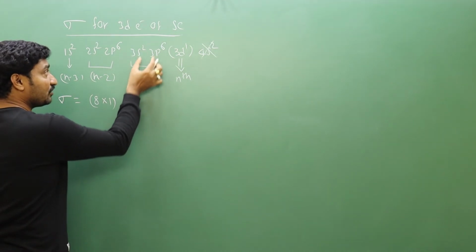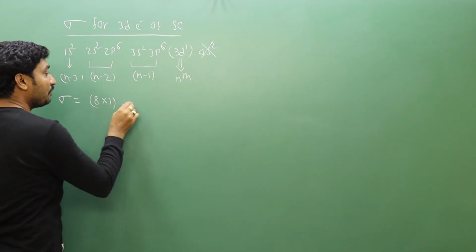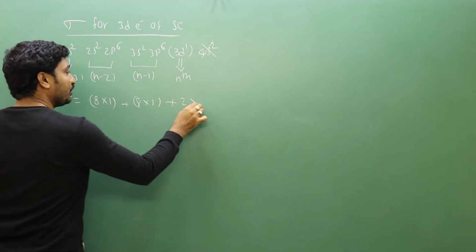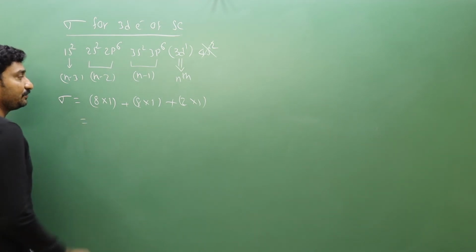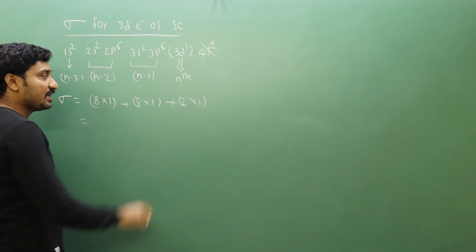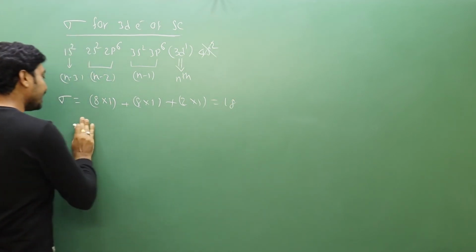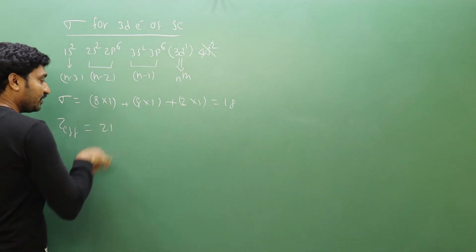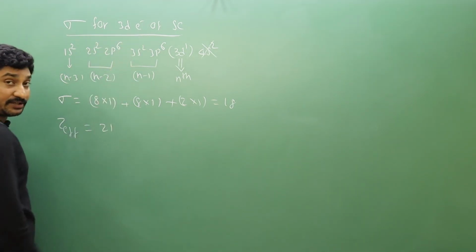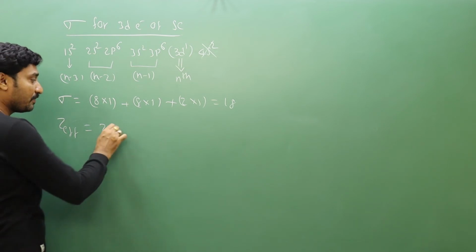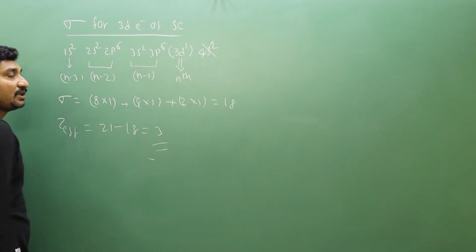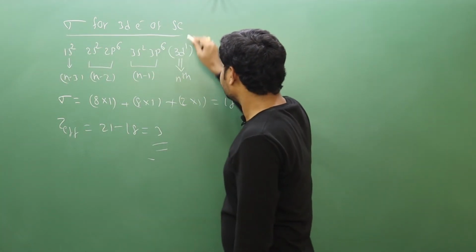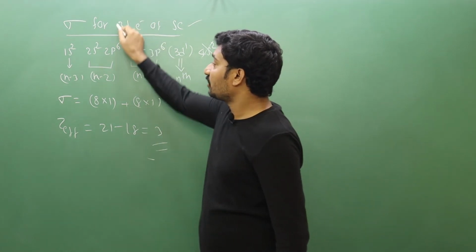So n minus 1: 8 electrons, 8 into 1. Plus n minus 2, 8 into 1. Plus n minus 3, 2 into 1. That is 8 plus 8, 16, plus 2, 18. Sigma value is 18. Then Z effective is equal to the atomic number 21, the actual nuclear charge, minus 18, which is 3. Z effective is 3. So this is the value for sigma for the 3d electron of scandium.